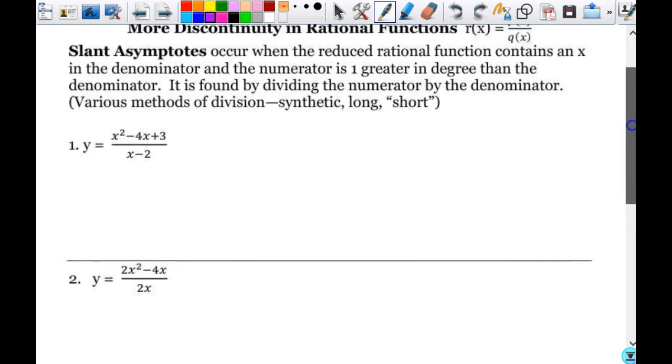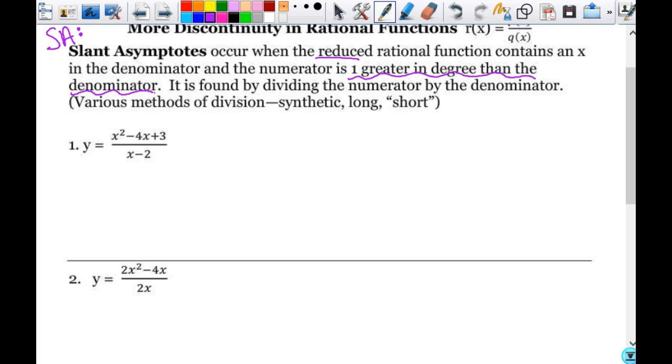So now we're going to look at slant asymptotes, okay? These would be abbreviated as SA. Slant asymptotes occur when the reduced rational function contains an x in the denominator and the numerator is 1 greater in degree than the denominator. It's found by dividing the numerator and the denominator.